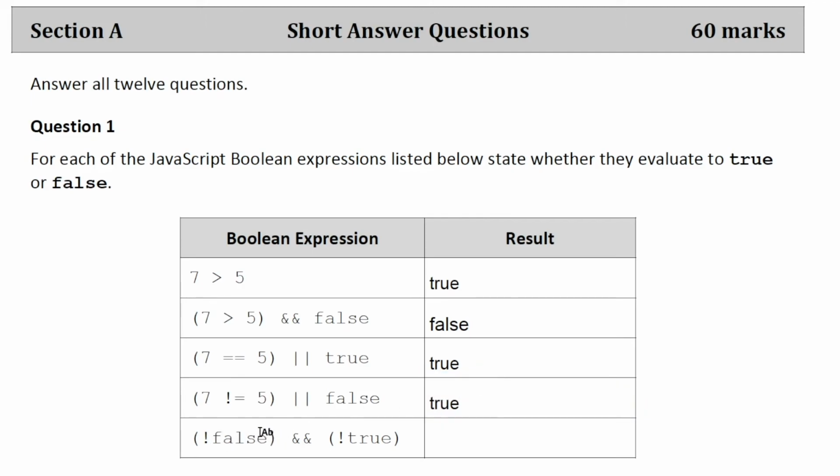And for the final Boolean expression in this question 1, we have not equal to false. So not equal to false would be true. And then we have our AND operator. So we know that both of our statements have to be true for our result to be true. And not true is false. So this is the same as saying true and false. So true and false with an AND operator is going to leave us with false because they both need to be true.